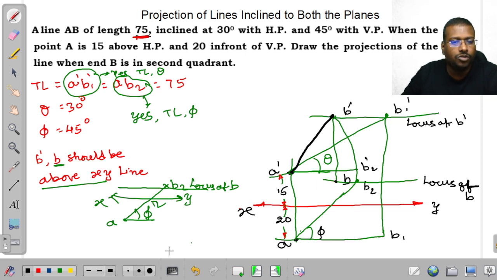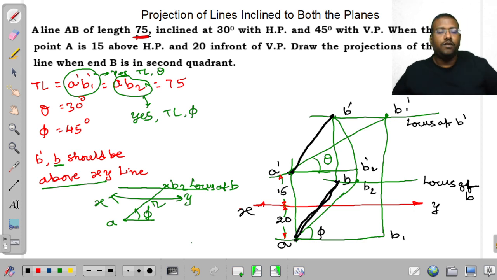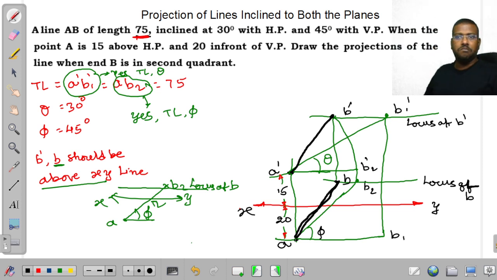Now I am going to join AB as a straight line. This is your final answer. So everything is satisfied here. The line's true length I considered, theta I considered as 30 degrees, phi I considered as 45 degrees, and B dash and B, both are above the XY line. That is why all the statements are satisfied. Problem is over. For this there is no need to add any statements, my dear friends.